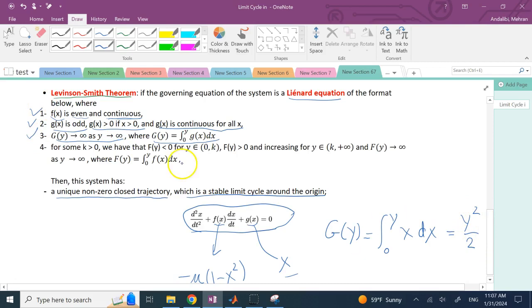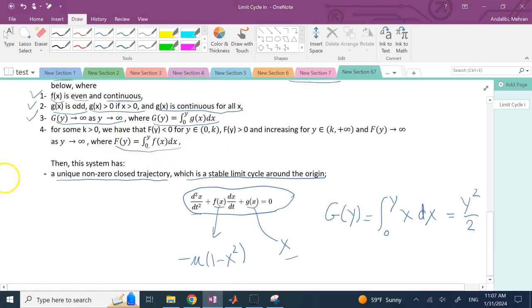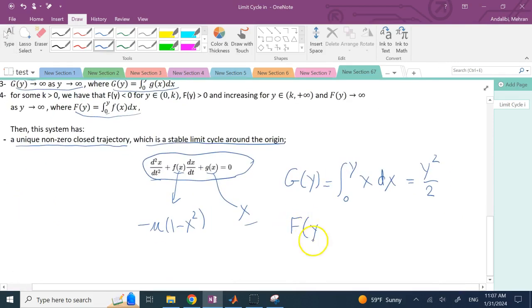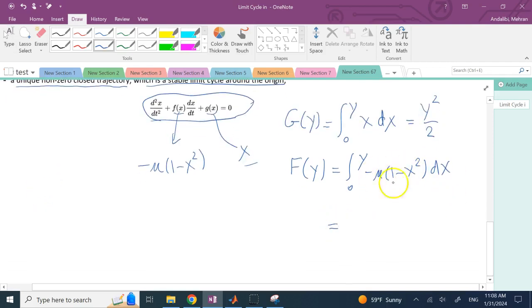Then what? It says if you call the integral from 0 to y of f of x dx now F of y, that F of y should have some properties too. What are they? So first let's calculate it. In this case, F of y is the integral from 0 to y of this other function, negative mu times 1 minus x squared dx. And if we do that, that negative mu can be brought out. So it's going to be negative mu times y, right? And then you have positive mu x squared. So it's going to be positive mu over 3 x cubed. And so that's going to be y cubed. Okay, so this is F of y.